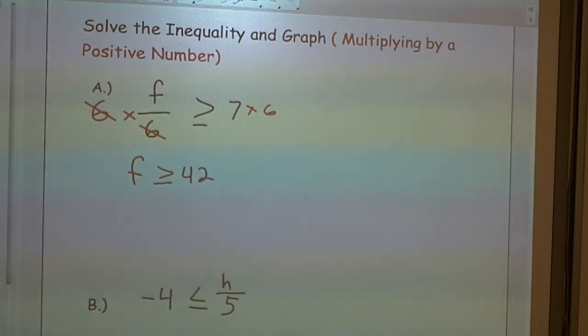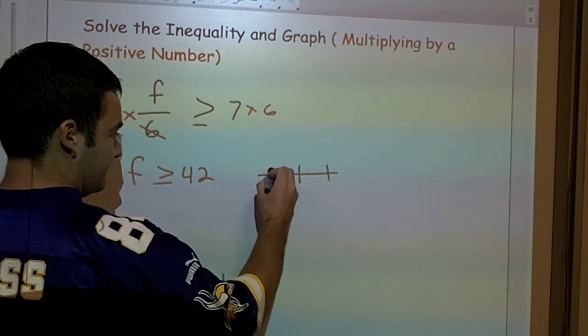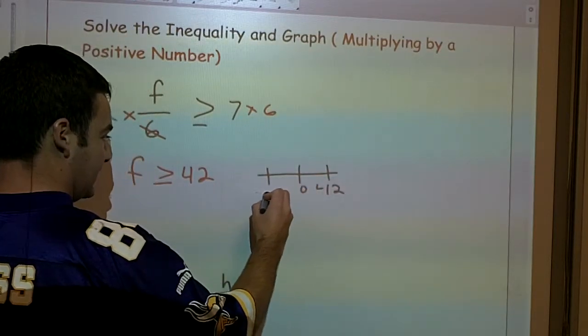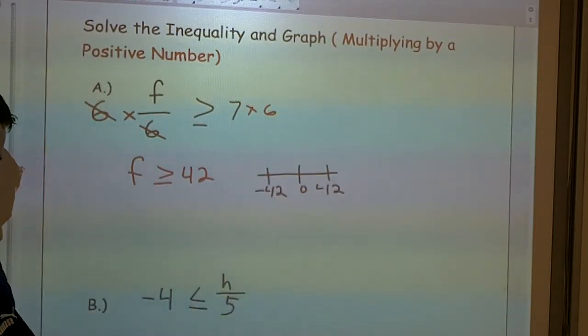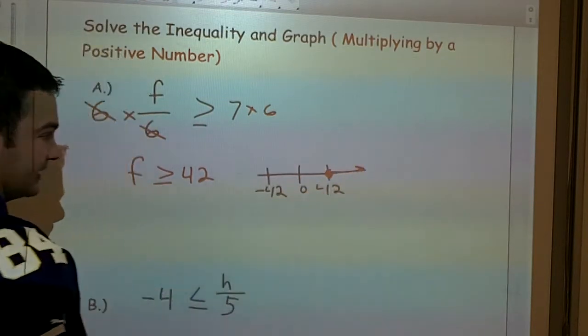And again, the quick graph is just a 3-point graph. We got 42, 0, and negative 42. These are all values of f that are greater than or equal to, so we've got a closed dot, and we're going that way.